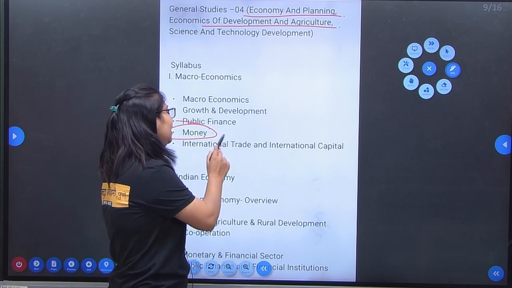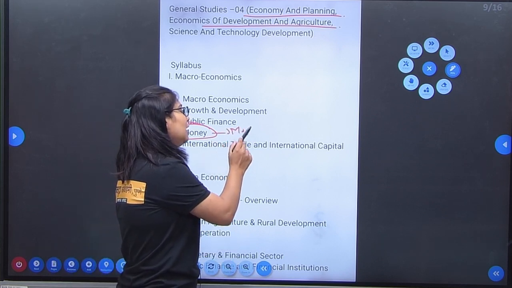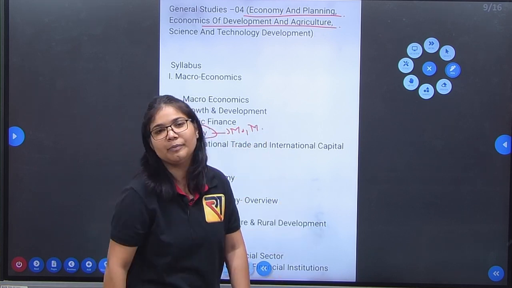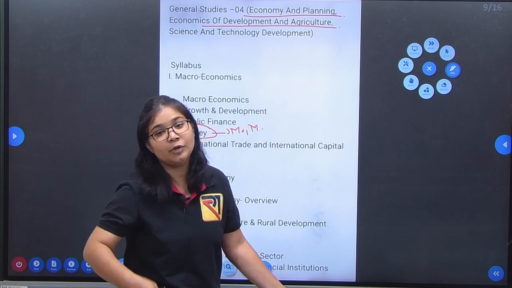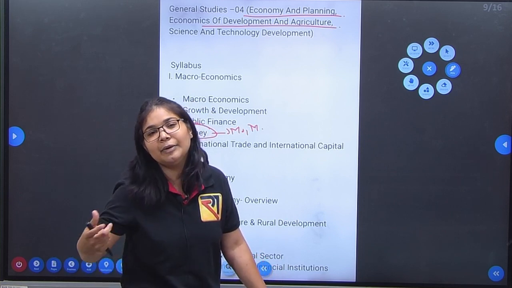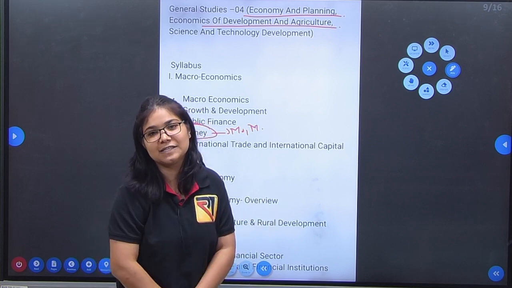Different types of money: M0, M1, M2, M3, M4, okay? Evolution of money from the barter system to the digital e-rupee, okay? Digital money, we have to discuss all these things.